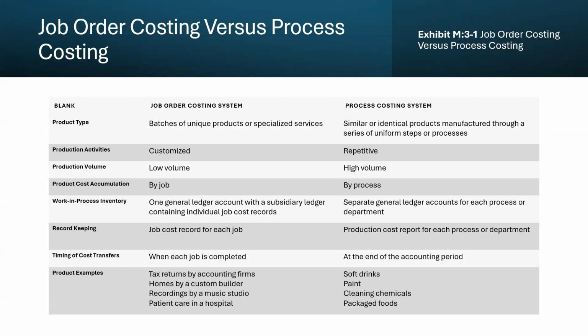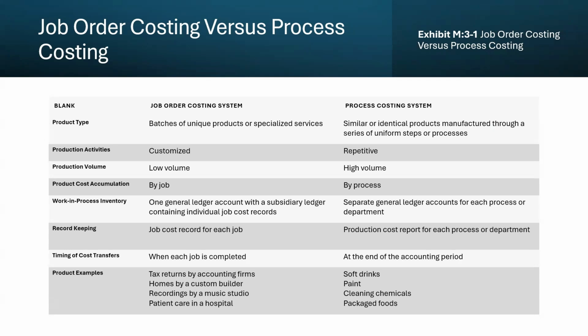Both job order and process costing systems track the product cost of direct materials, direct labor, and manufacturing overhead through 3 inventory accounts on the balance sheet. Those are raw materials inventory, work in process inventory, and finished goods inventory.